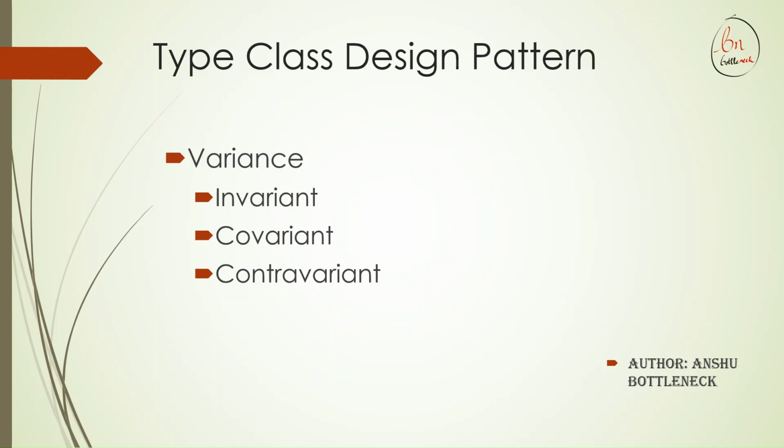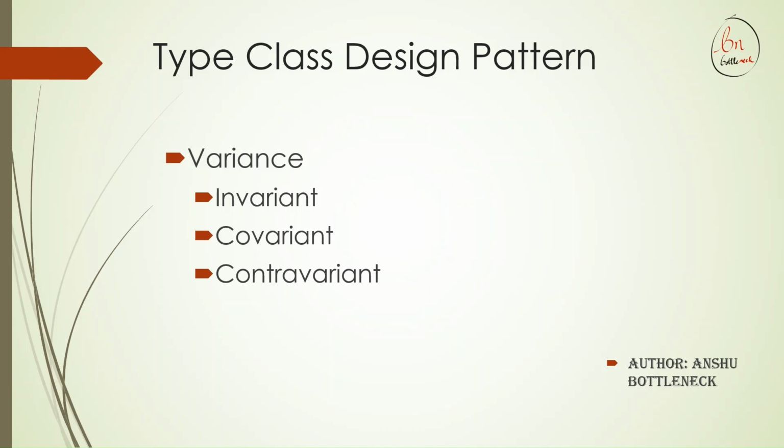This is often the case when the type parameter appears in both input and the return position within the method. So if it has A and A on both sides, it is going to be invariant, which we are going to see as an example.